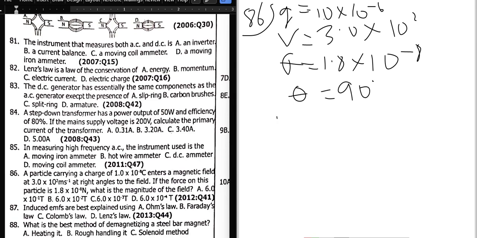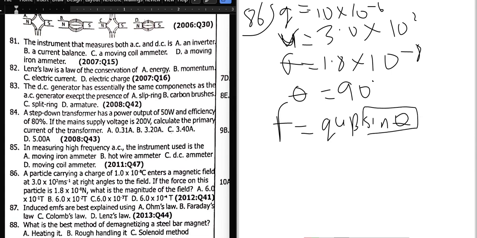Our formula says force is equal to charge, velocity, B, sine theta. That's our formula. Now theta is 90 already, and sine of 90 is 1. So let's get that out of the way. What we're now looking for is B, the magnitude of the field.